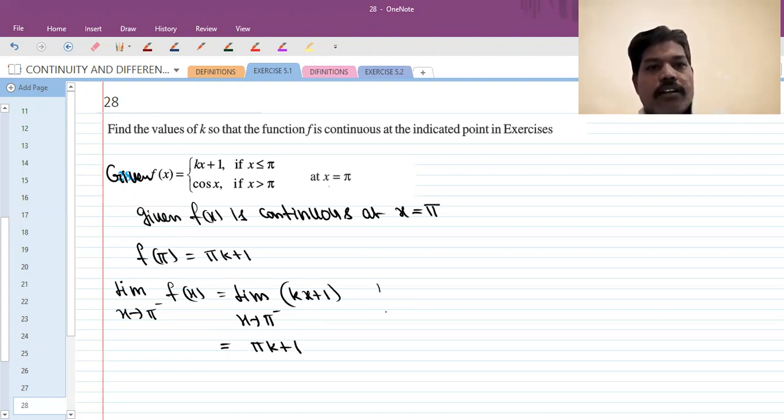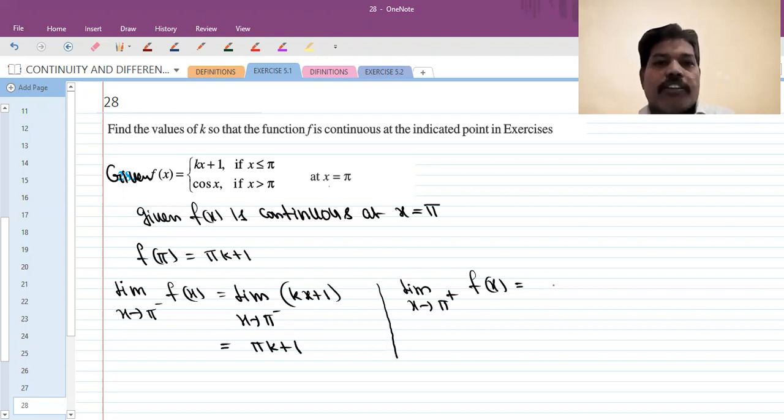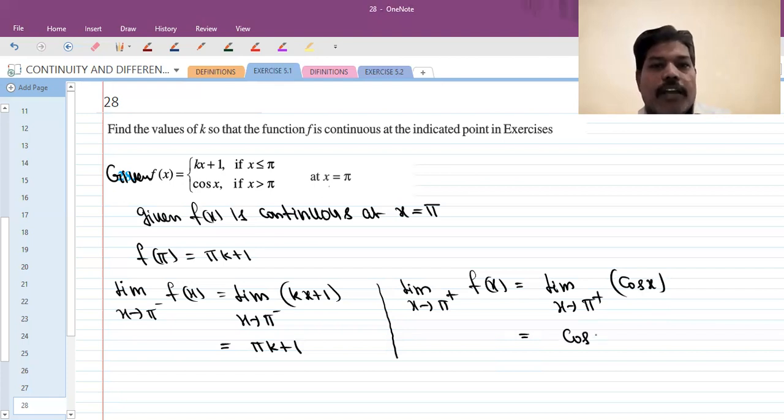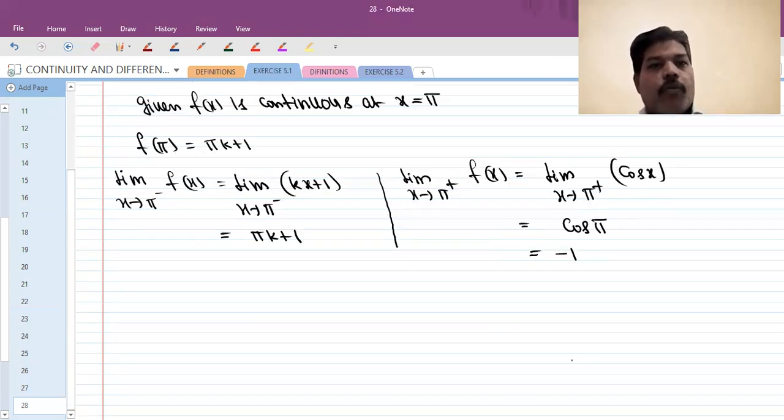Similarly, we will calculate here the limit as x extends to pi plus of f of x. In this case, if x is greater than pi, the f of x value will become cos x. So apply the limit here, it will become cos pi. So cos 180 value is minus 1. Cos 180 is minus 1. So therefore, what is that?